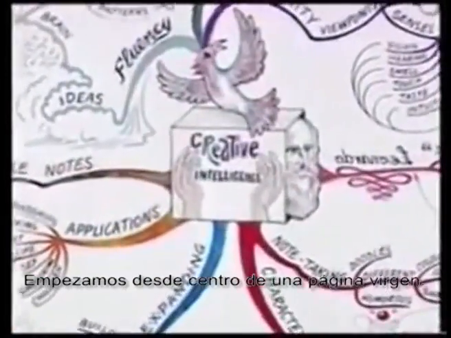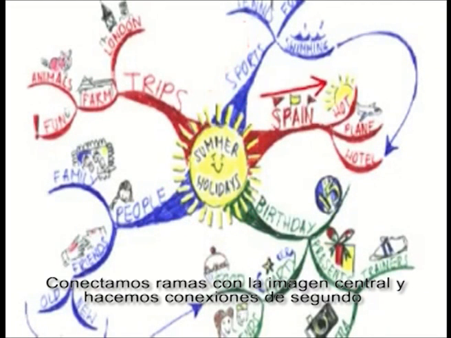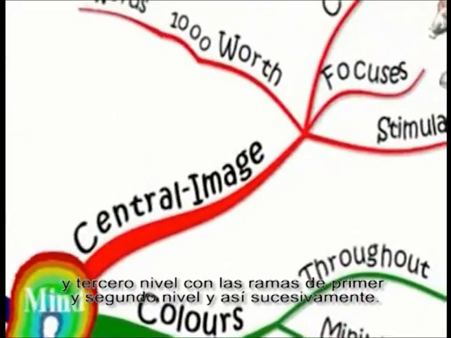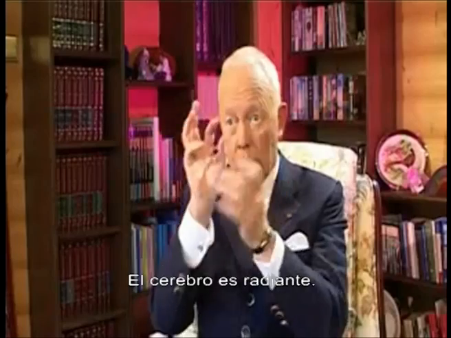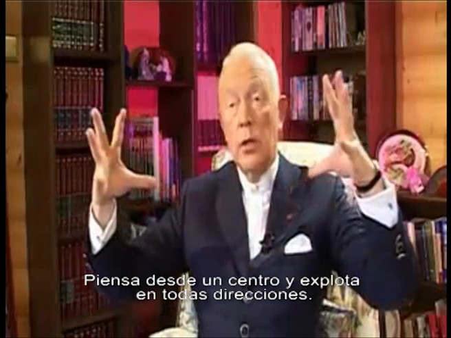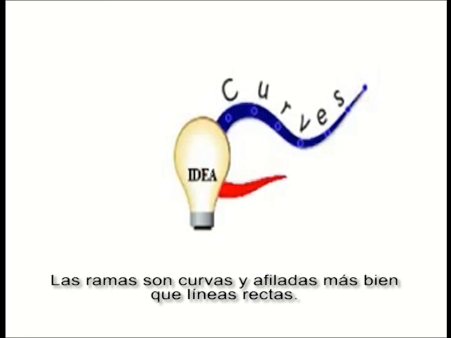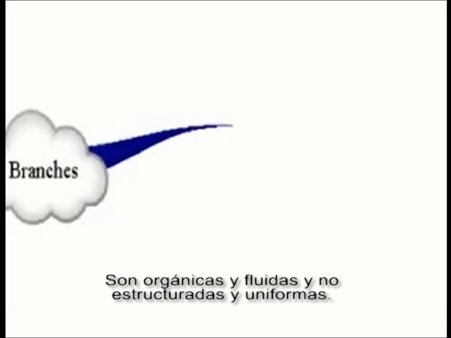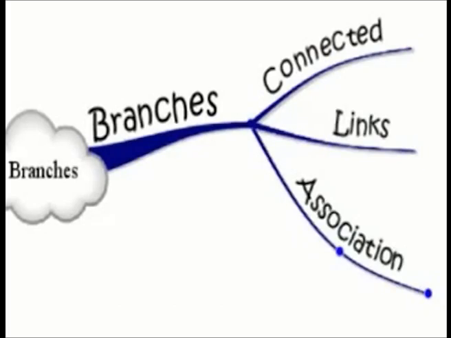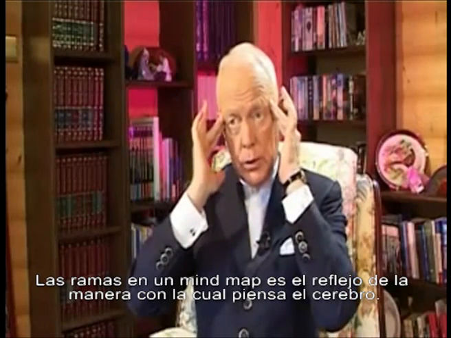We start in the center of a blank page. We connect branches to the central image and connect second and third level branches to the first and second, and so on. The brain is radiant. It thinks centrally and explodes out in all directions. Branches are curved and tapered rather than straight-lined. They are organic and free-flowing as opposed to structured and uniformed. The branches on a mind map are the reflection of the way the brain thinks.